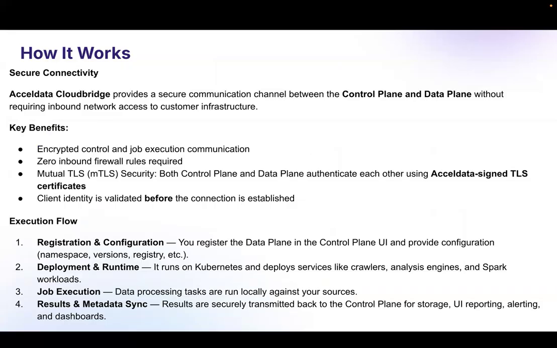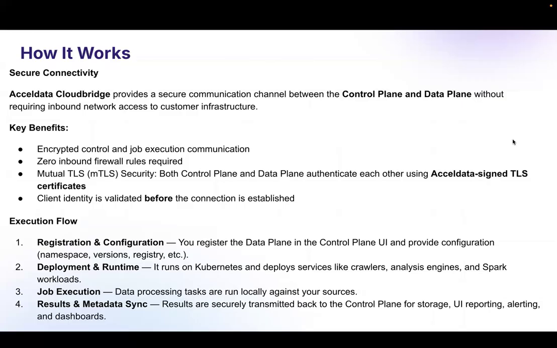Now, how does communication happen from the control plane to the data plane? There is a service in the data plane called the cloud bridge service. It provides secure communication between the control plane and the data plane without requiring inbound network access or modifications in your customer infrastructure. The key benefits are encrypted and controlled job execution communications, zero inbound firewall rules, and mutual TLS communications. It requires both the control plane side and the data plane side to authenticate each other, using a self-signed certificate, and whenever a request is sent from the data plane to the control plane, it is validated before the connection is established.